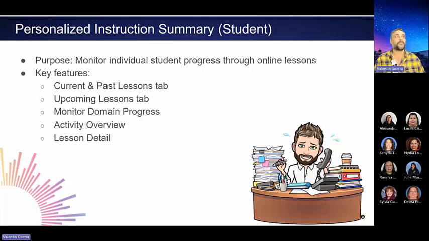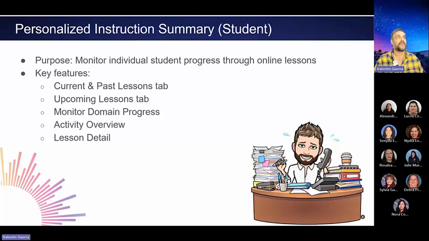So for the student one, the Personalized Instruction Summary, the purpose is to monitor individual student progress throughout online lessons. I'm going to be providing you some one-pagers. Actually, the student one is a two-pager, so you can have them with you as well. Key features: you will be able to look at current and past lessons, upcoming lessons, monitor the domain progress students are making, the overview of the activities, and the detail of the lessons that your students are doing.